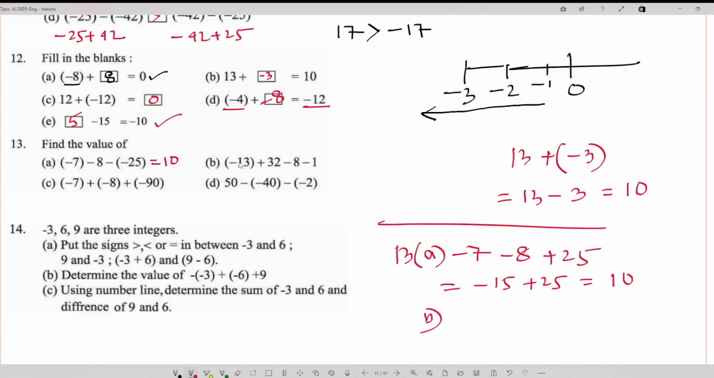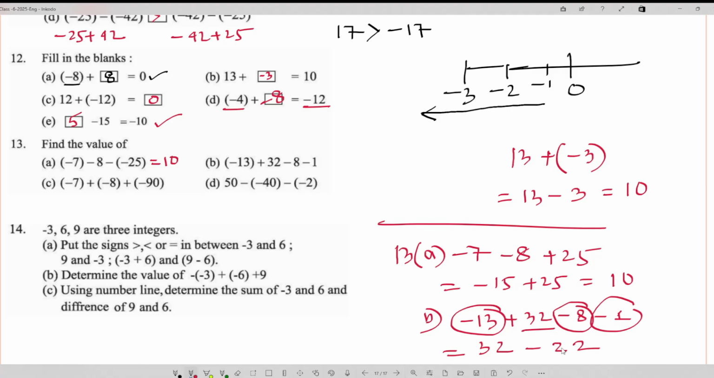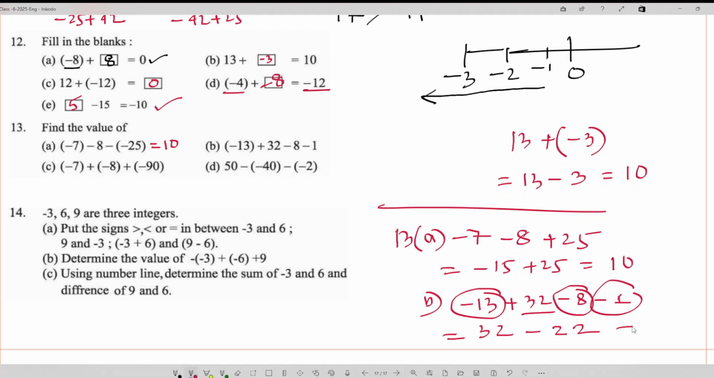Number B, here is minus 13, then plus 32, then minus 8, then minus 1. So look, this is 32, we can write like this, and here is minus 13 and minus 8, it will be minus 21, and minus 1, it means minus 22. So the answer is 10. Okay, number B, answer is 10.